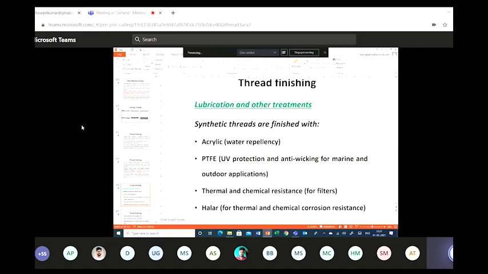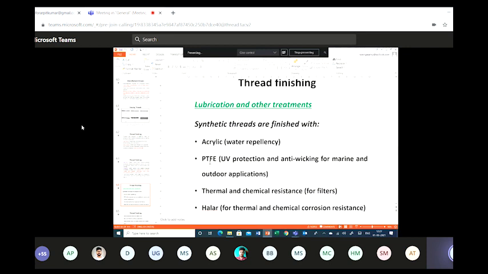One is the acrylic finish, where they apply acrylic resin onto the thread, and acrylic is hydrophobic. So in order to improve the water repellency of the threads, they apply this acrylic based finish. Different companies make acrylic finish, so don't think it is simply acrylic. There are many other components, proprietary items, which are not disclosed.